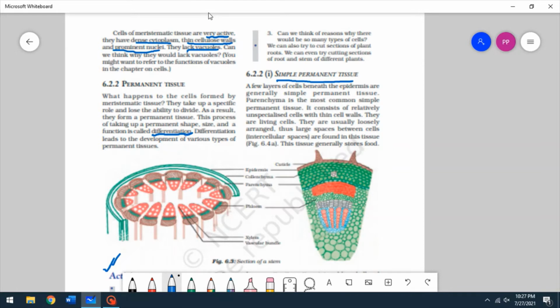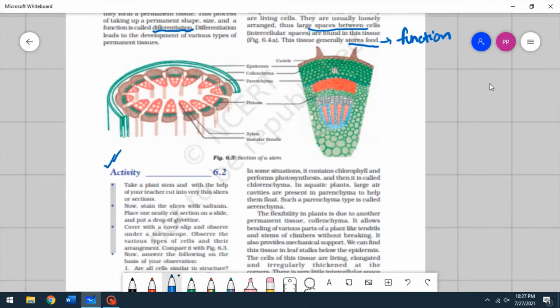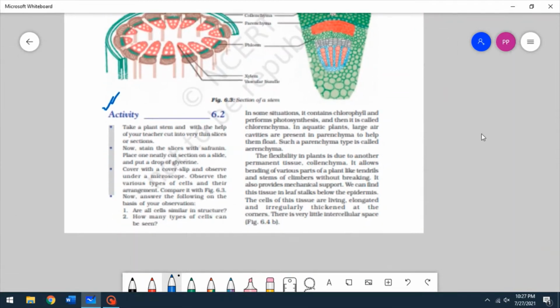So they're usually loosely arranged, and that's why large spaces between these cells are found, and these spaces are called intercellular spaces. This is not to be confused with the interstitial spaces, interatomic spaces, and the intermolecular spaces that I explained in chemistry. This is the intercellular spaces, which are the spaces between the cells of a tissue. Alright, and this tissue generally stores food. That's its function before it moves on to take a more specific function. It stops as a simple permanent tissue and stores food.